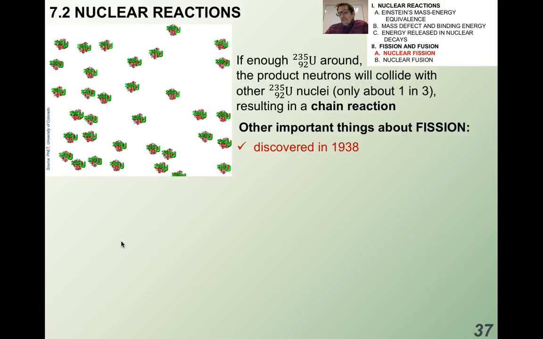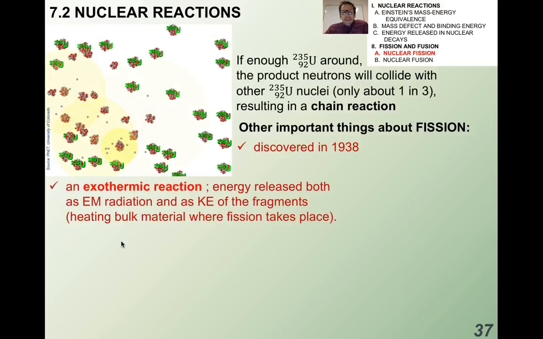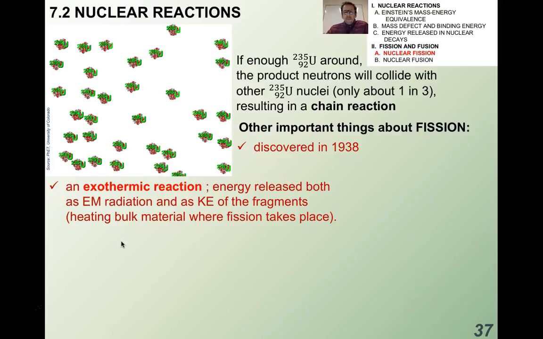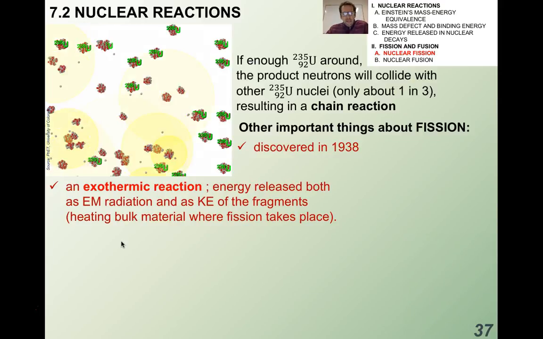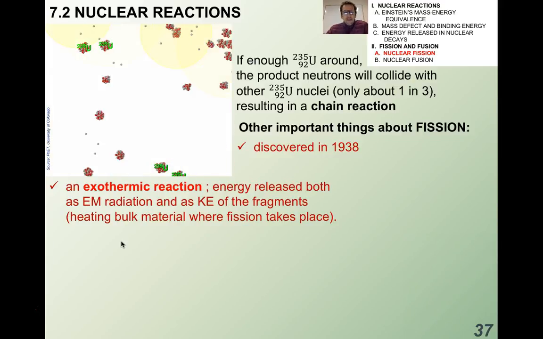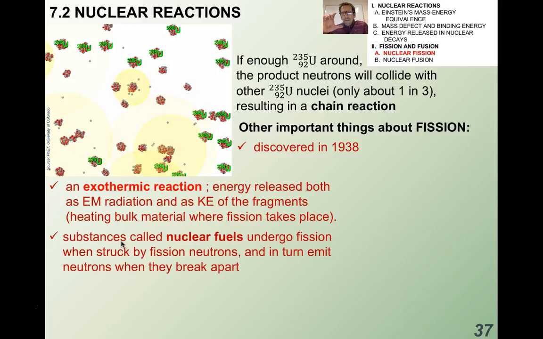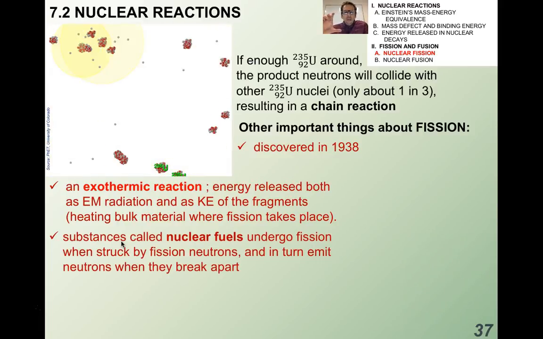There's some other important things you need to know about fission. The first one being that it was discovered in 1938. The second one being it's an exothermic reaction, if you remember from your basic chemistry. This means that energy is released, okay? And it's released both as electromagnetic radiation or gamma rays and as kinetic energy of the fragments. So what it does is it heats the bulk material where fission takes place. In fact, keeping the fissionable material cool is a major safety consideration of nuclear power plants, and we'll talk about that later, okay?